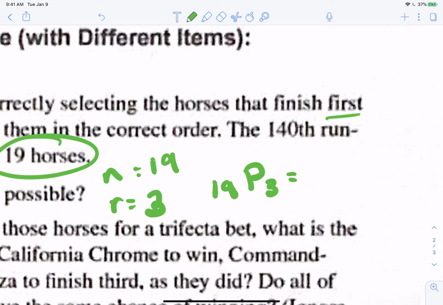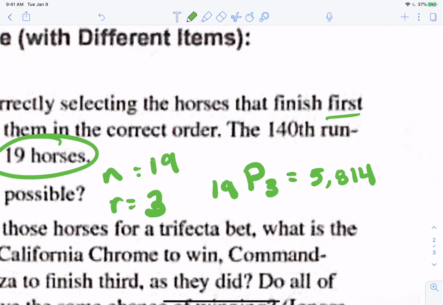5,814. Is that right? 5814? Yes. Do I have to type in 19 and then hit the nPr thing? Correct. You have to type in the 19 first. 19 P3. Check it. Make sure you know where that button is on your calculator. Some of you it's on the main screen, some of it's under the math button. 5814. For this one, it's under the multiply sign.